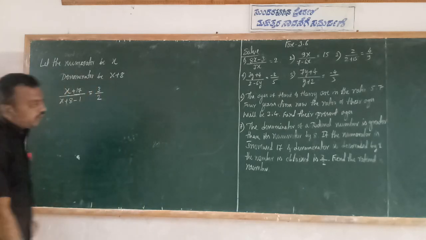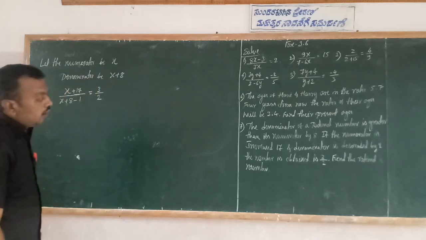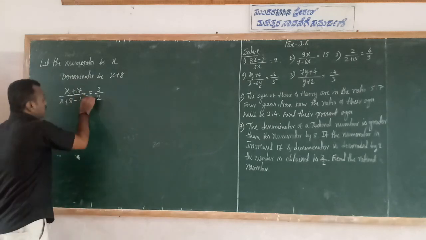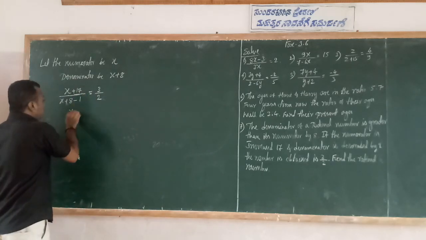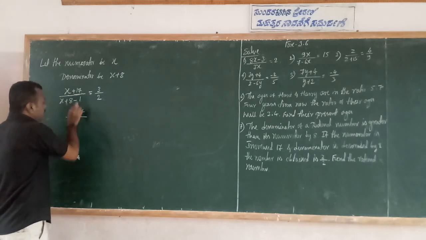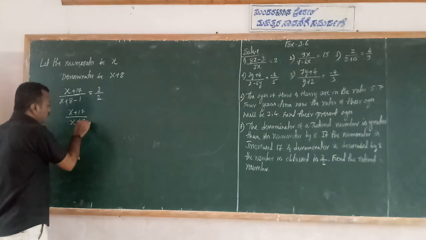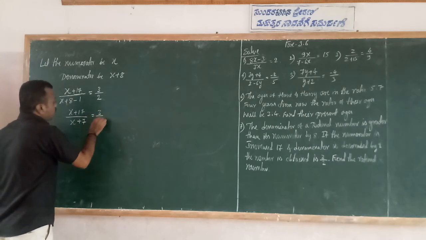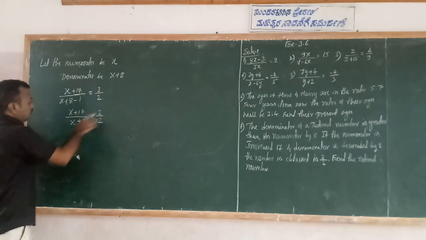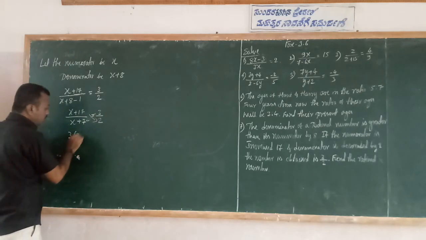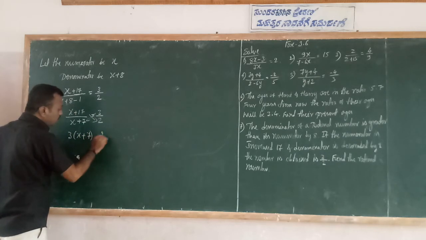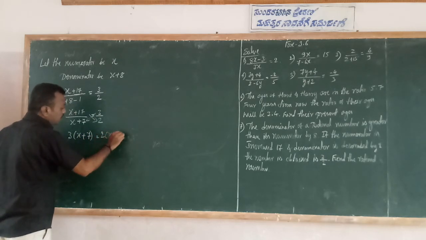So now we have to find out the rational number. What is the rational number? The original rational number we have to write. See, first of all you have to simplify that. x plus 17 I will write as it is right now. x plus 8 minus 1 becomes x plus 7. It is equal to 3 by 2. So now we have to cross multiply. So what does it become? 3 into x plus 7 is equal to 2 into x plus 17.